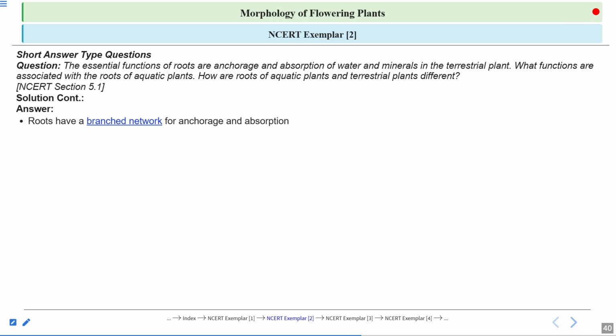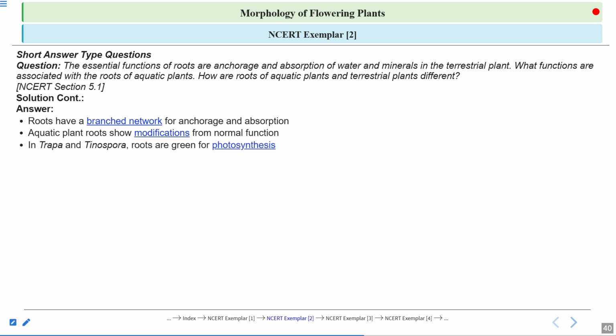Roots have a branched network for anchorage and absorption. The root has a lot of branching so that they can get anchorage to the soil. They can get more and more absorption of water and minerals that are present there. So aquatic plants' roots show modification from the normal function.